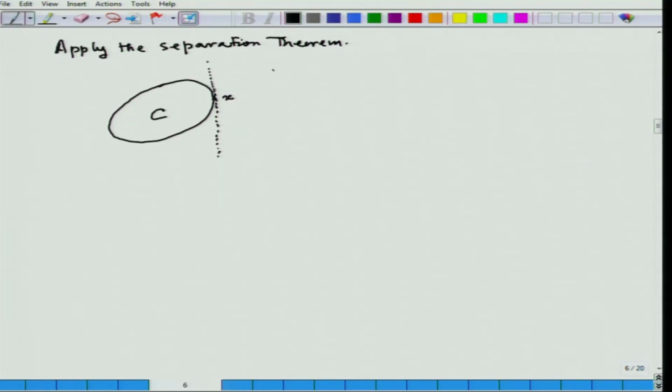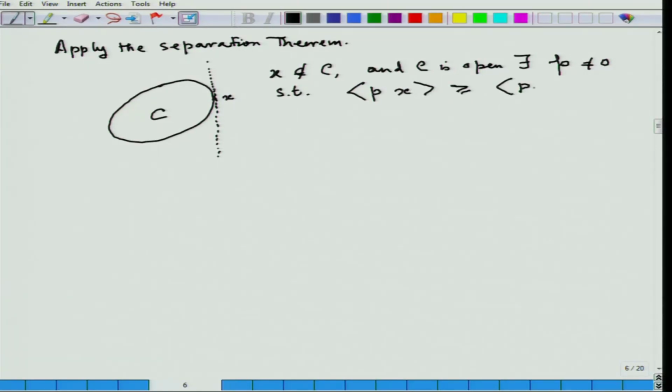So if x is not in some set C and C is open, there exists a P not equal to 0 such that P of x is always bigger than P of y for all y in C, or P of y is always bigger than P of x for all y. It could also be the reverse, you could change the inequality, it does not matter.